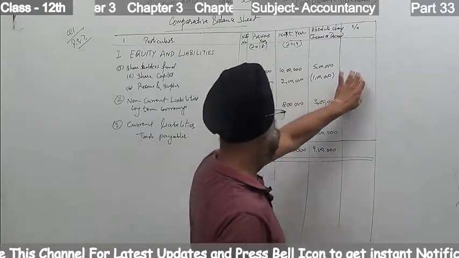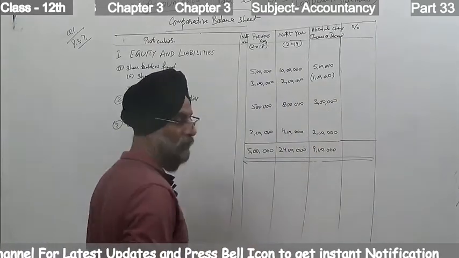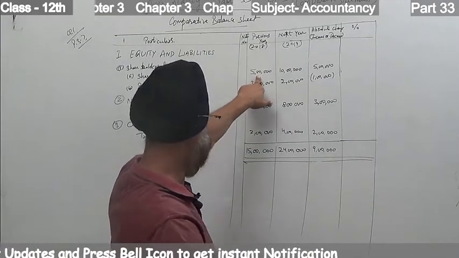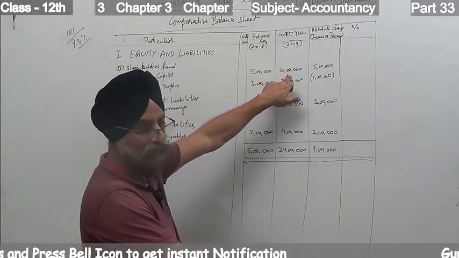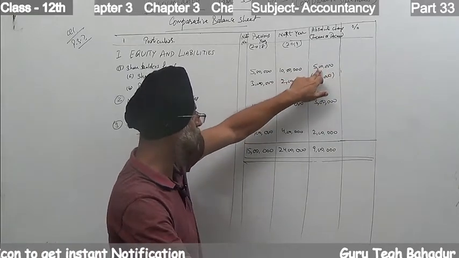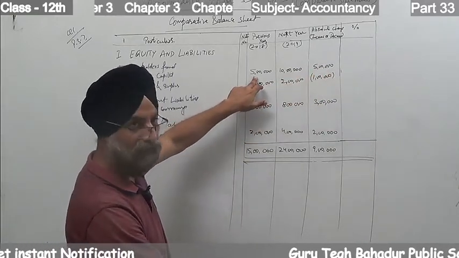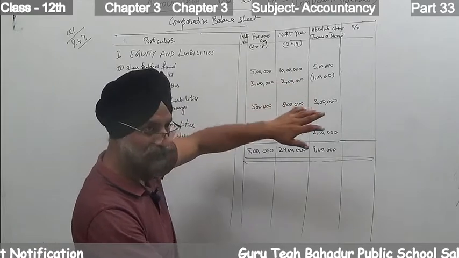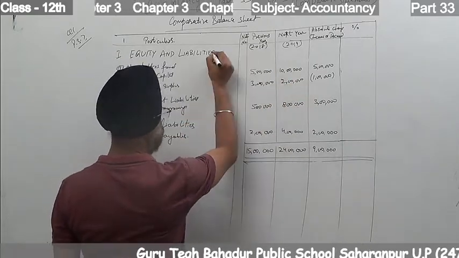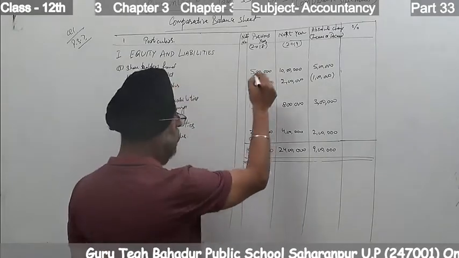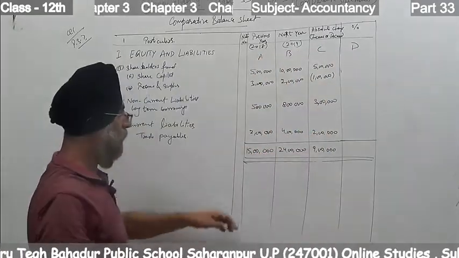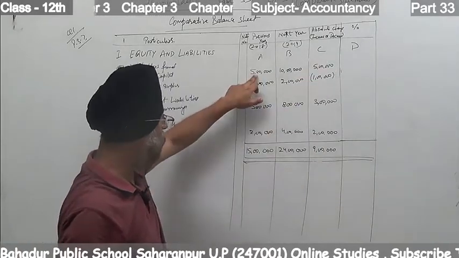This one is percentage. Now see, students, how to make this percentage. This is the base year value 5 lakh rupees, current value 10 lakh rupees, difference is 5 lakh. You have to divide this difference by this and get percentage. Let's say the columns are A, B, C and D. You have to divide this C by A.